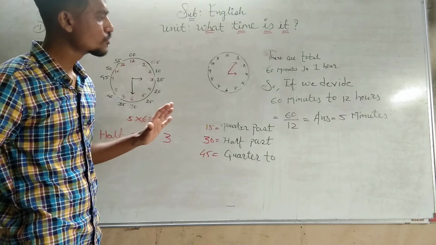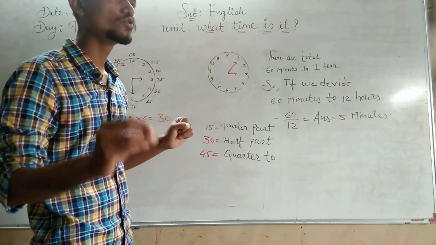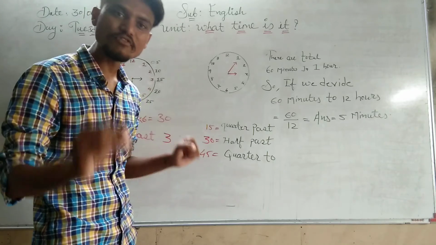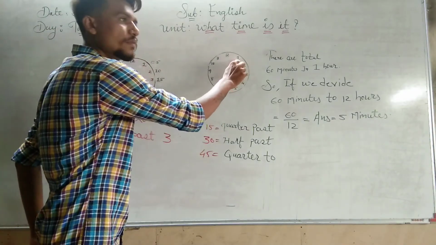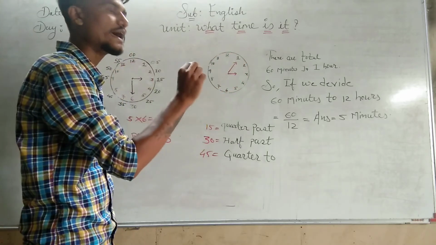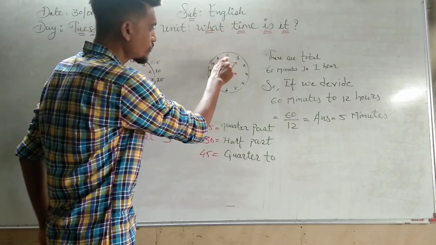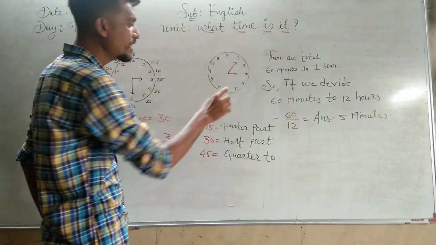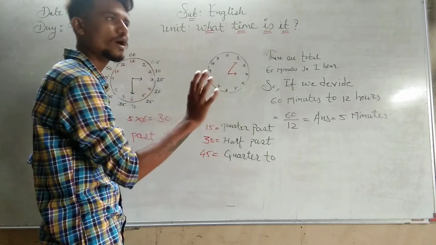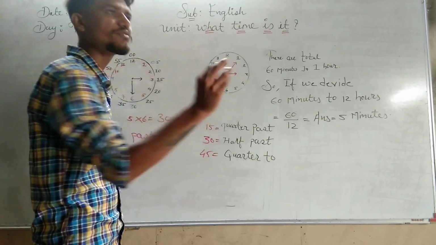So what you have to do, friends, is just remember the table of 5. Each particular number indicates that there are 5 minutes between two numbers. From 12 to 1 there are 5 minutes, 1 to 2 there are 5 minutes. So if the big hand is on the 4, you have to simply multiply that number with 5.